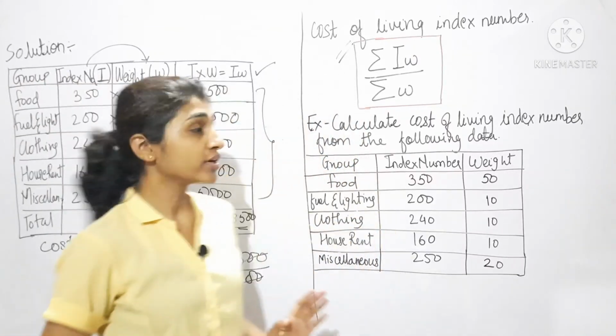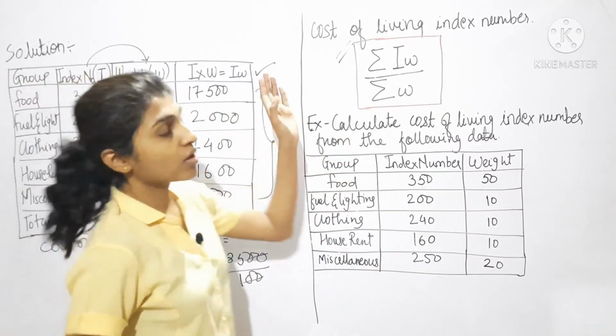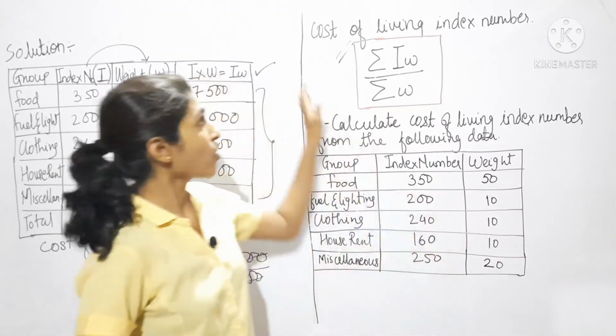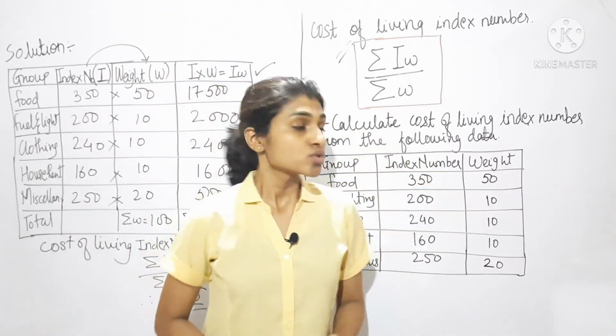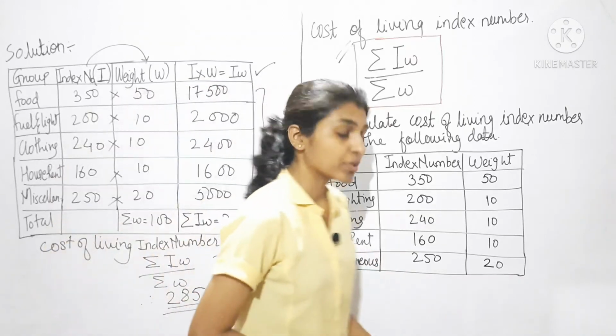So I hope you have understood the meaning or definition of cost of living index number and how to calculate it. Note down this example in your notebook.